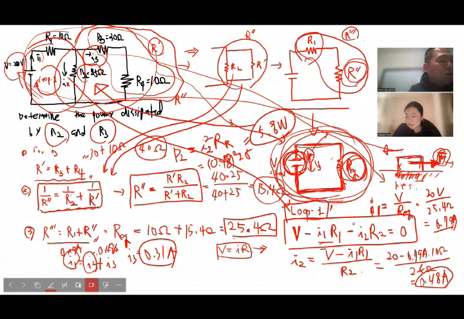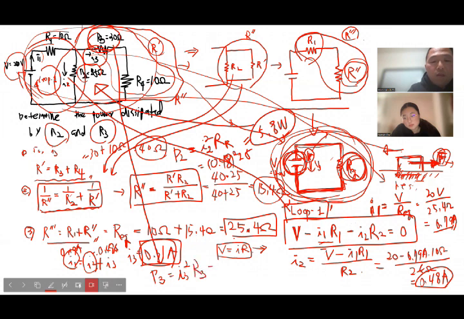Same thing, you just need to multiply I3, which is 0.31 amps, squared, times R3. R3 is 30 ohms. So the power dissipation by this resistor R3 is I3 squared times R3, so 0.31 amps squared times 30 ohms, which is 2.9 watts.